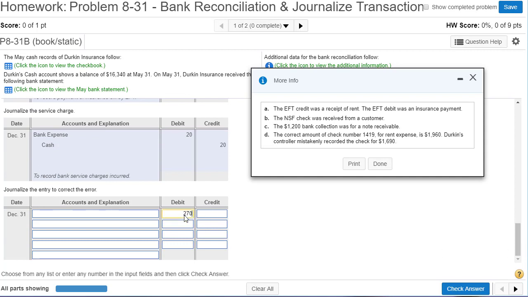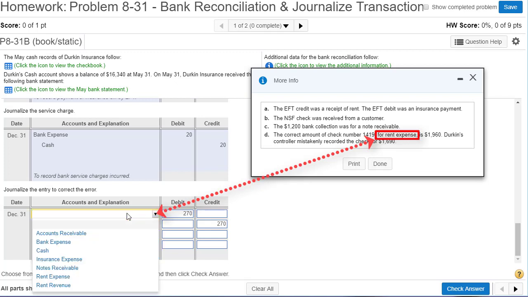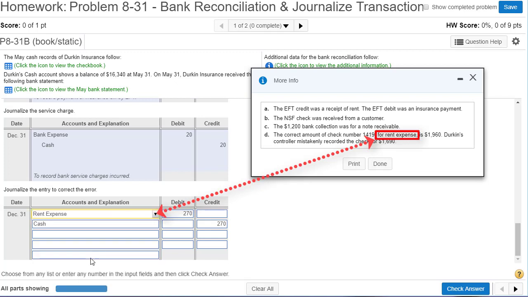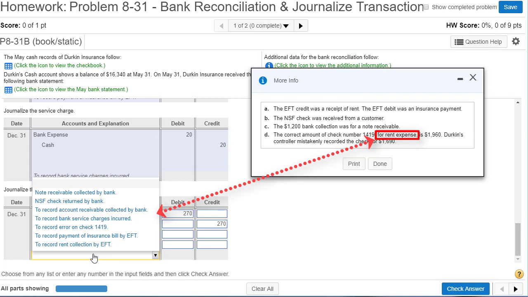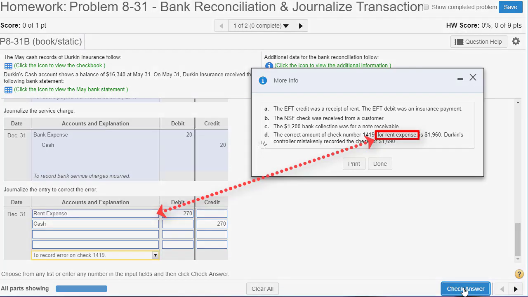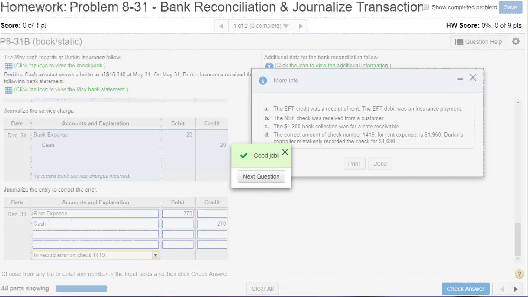So that means cash is going down. Cash is going down. And then what was that check for? It was for rent expense. To record error on check 1419. And that's it.